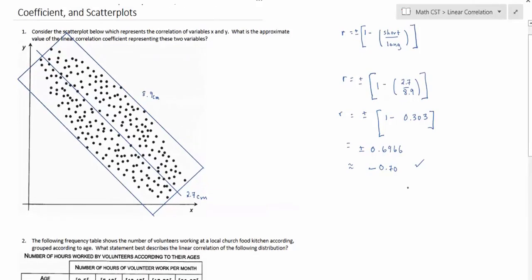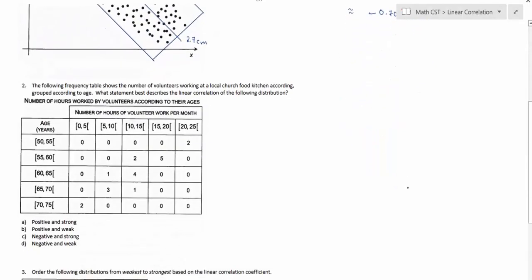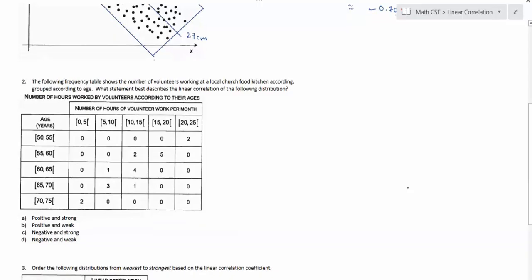I'm going to move down to another question that's quite common, and it's the use of a frequency table. And so I've made a question that says the following frequency table shows the number of volunteers working at a local church food kitchen according to and grouped by age. What statement best describes the linear correlation of the following distribution?